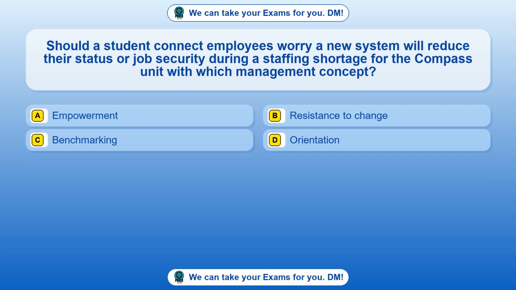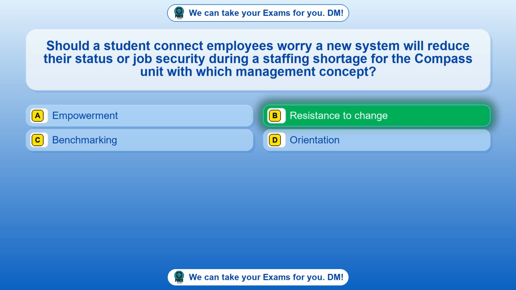Question 84. Should a student connect employees worry a new system will reduce their status or job security during a staffing shortage for the Compass unit with which management concept? Option A, empowerment. Option B, resistance to change. Option C, benchmarking. Option D, orientation. The correct answer is option B, resistance to change.